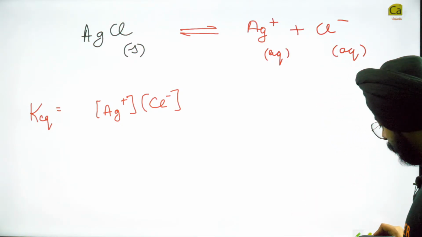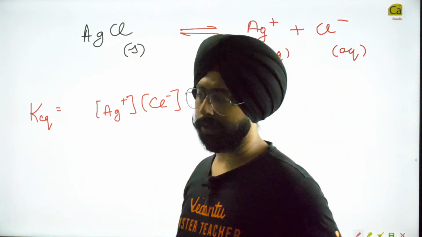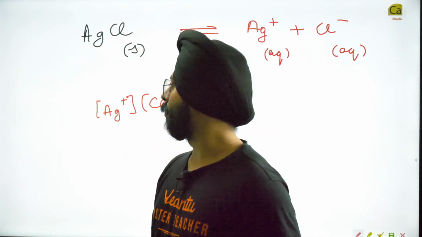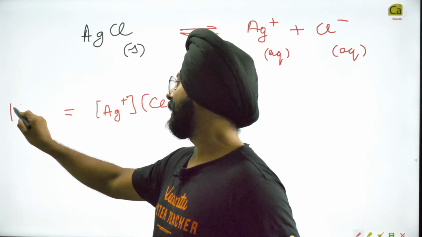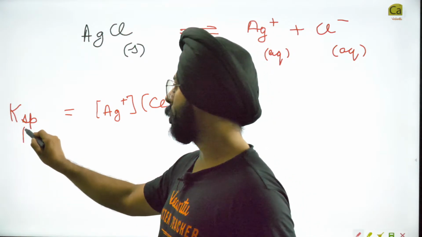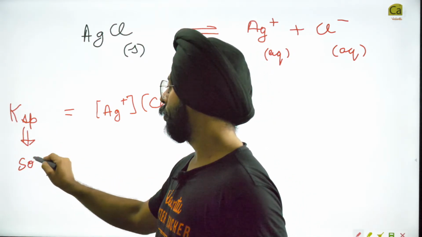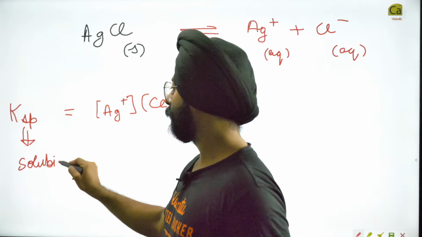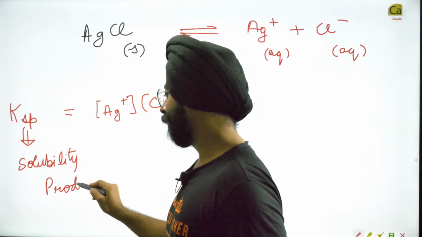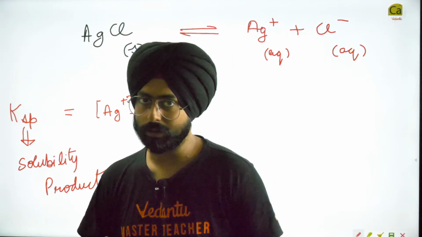My dear friends, instead of calling it K equilibrium, because we are scientists, because we are chemists, we want to sound smarter all the time, I won't call it K equilibrium. I will call it KSP. This is known as the solubility product. Just to sound cool, okay? I just want to sound cool.